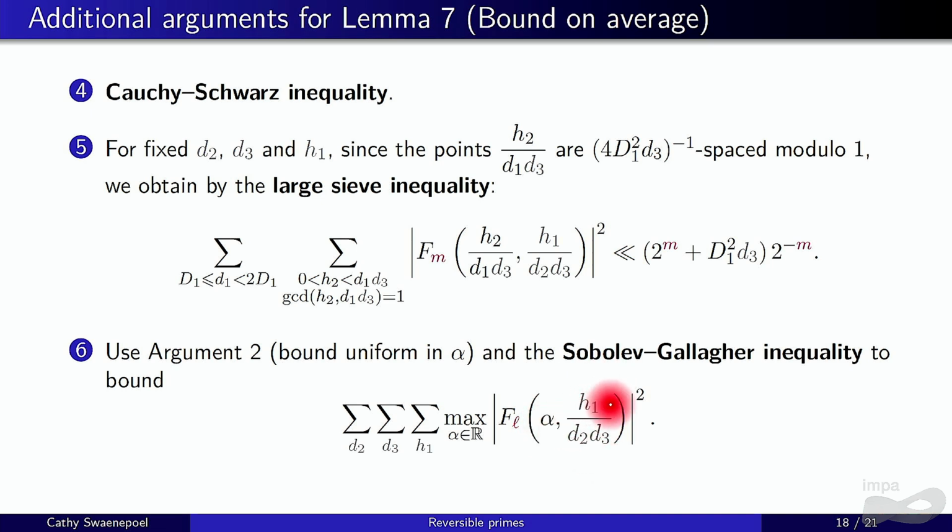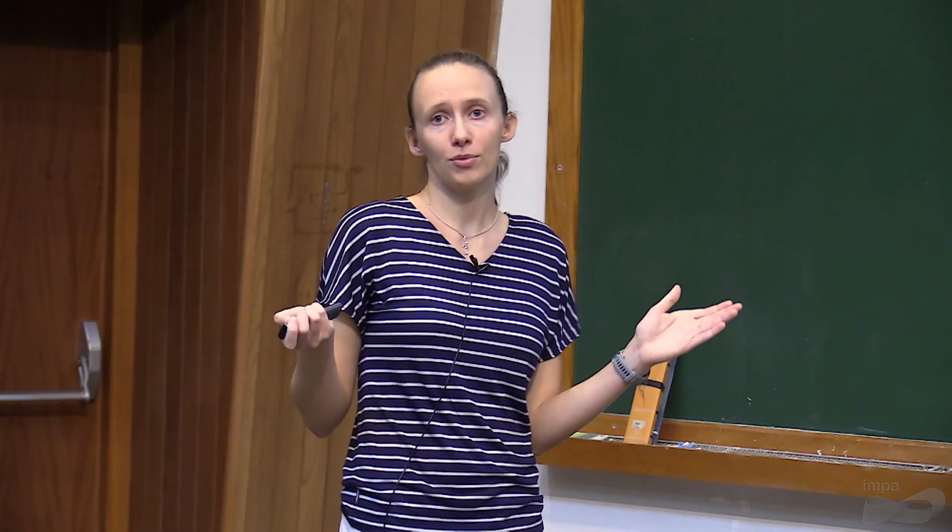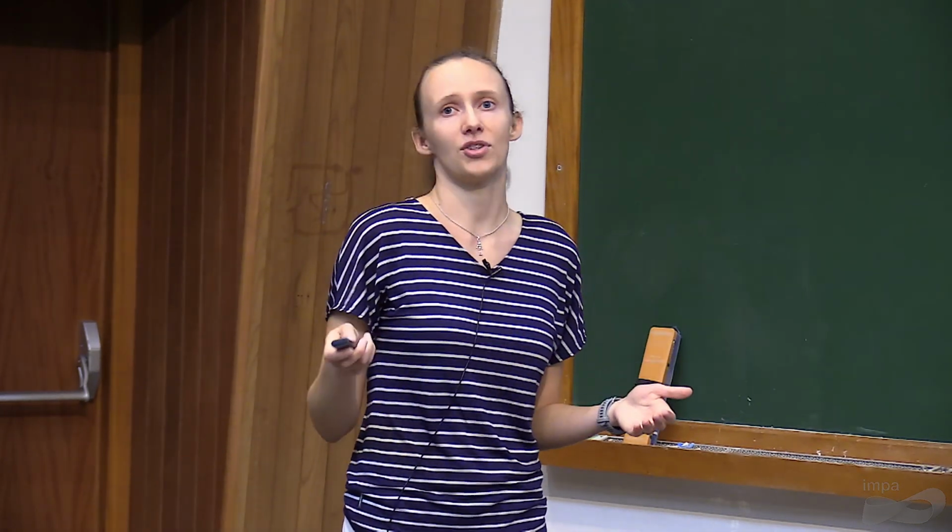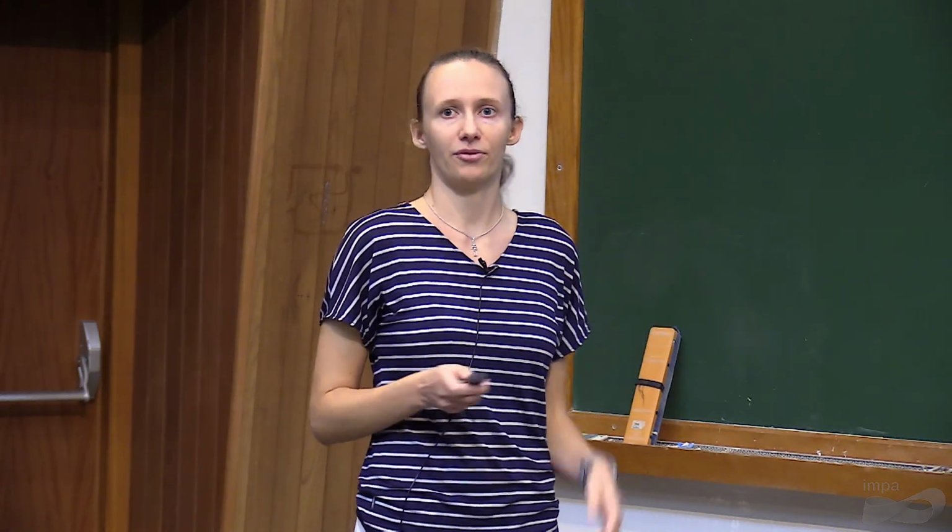And so the points H1 over D2, D3 are again well-spaced, modulo 1. And we control the spacing. So we can apply the Sobolev-Gallagher inequality to bound this quantity. This makes appear some L1 norms. But here in our case, we have a very good control on these L1 norms. So this is fine.